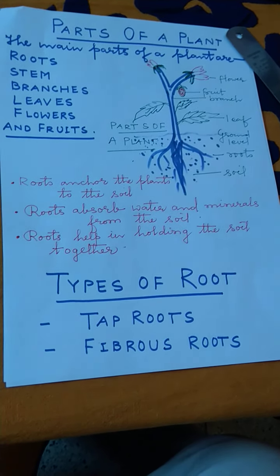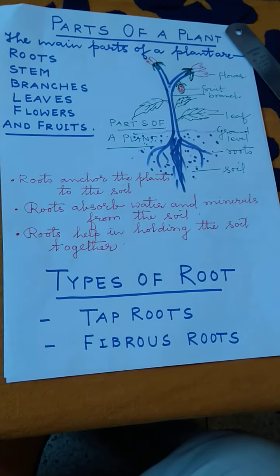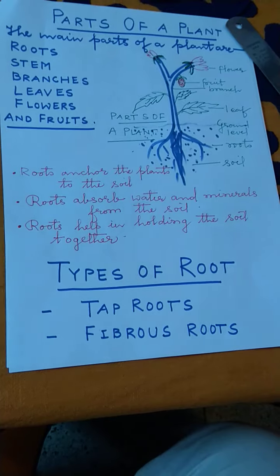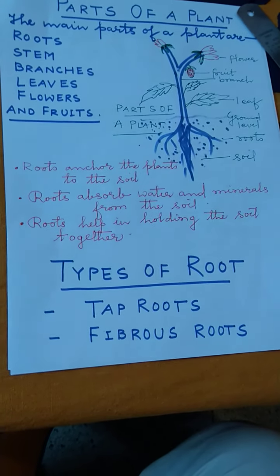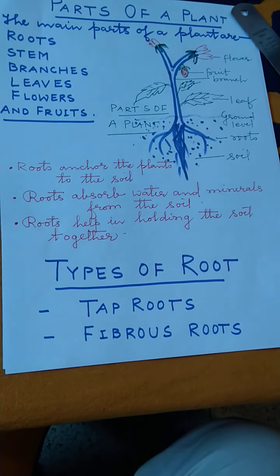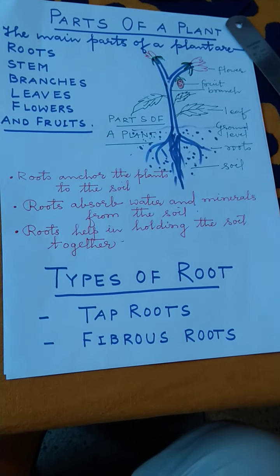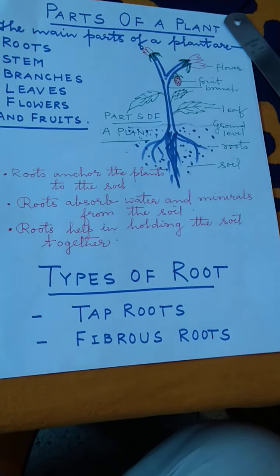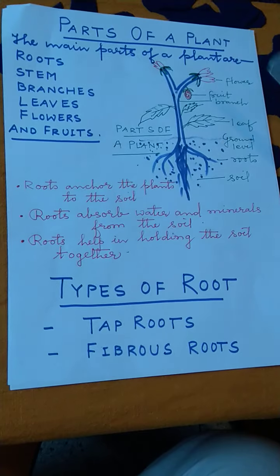The plant system essentially consists of the root system and the shoot system. These systems work together to sustain plant life, just as the combination of various systems in the human body helps us to sustain and survive. Today we will discuss the first of the plant systems, that is the root system.